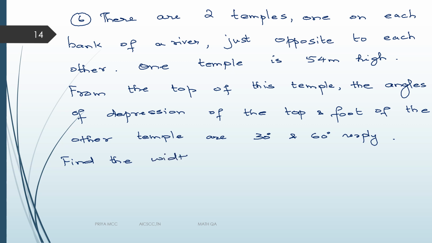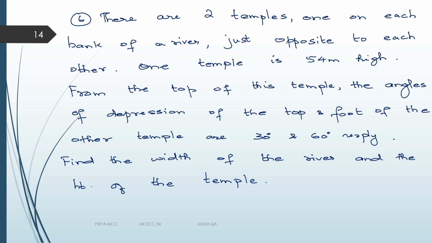Find the width of the river and the height of the other temple. See, now the question itself is so long. It is almost one slide, okay, but the diagram is going to be very simple. If you can just pull out the relevant data, fixing the triangles will be very simple.